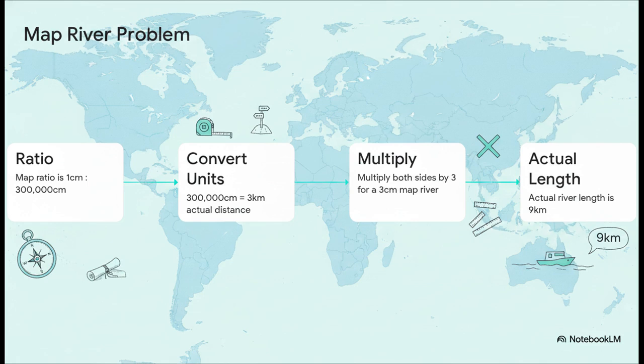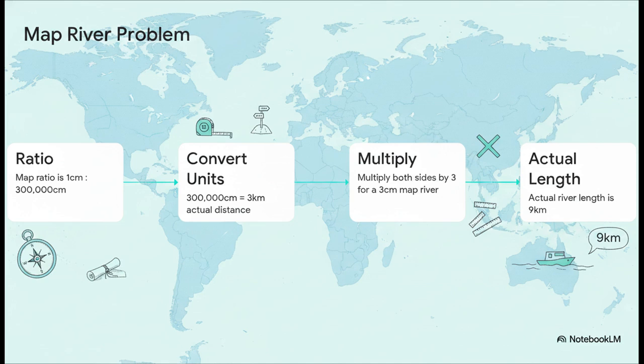Step 2, convert those huge object units so they're way easier to handle. 300,000 centimeters is exactly 3 kilometers. So our working scale is 1 centimeter equals 3 kilometers. Now the crucial point is right here at step 3. The river is 3 centimeters on the map, not 1.